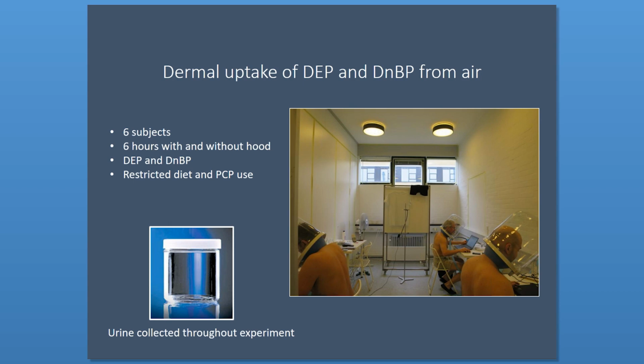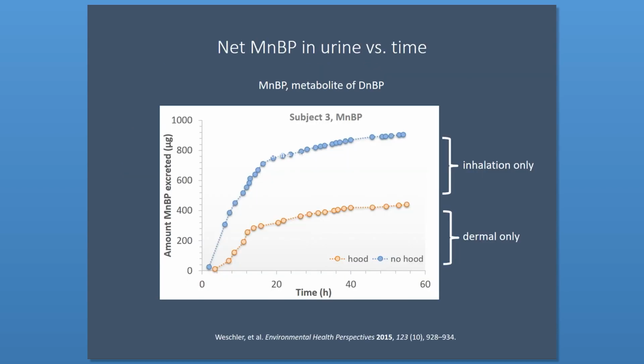From the urine, it at least gives you some idea of the rate at which these chemicals are absorbed. So this was, at least, a result from one individual from that experiment. And what you see, each one of those points on this figure represents a urine collection. On the y-axis is the amount of a metabolite excreted. This is MnBP, the monobutyl phthalate. It's relatively easy to see in a urine sample. And on the x-axis is the time axis.